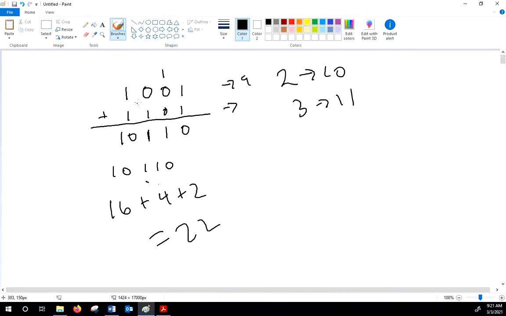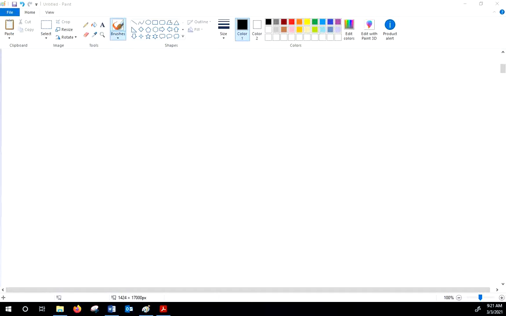And this is 8 plus 4 is 12 plus 1 is 11. Well, that's just 20. Did I mess that up? 8, 0, the 1's, 2's, 4's, 8's. 8 plus 4 is 12. Plus 1 is 13. And 9 plus 13 is 22. So adding in binary is really easy. Let's do another one.